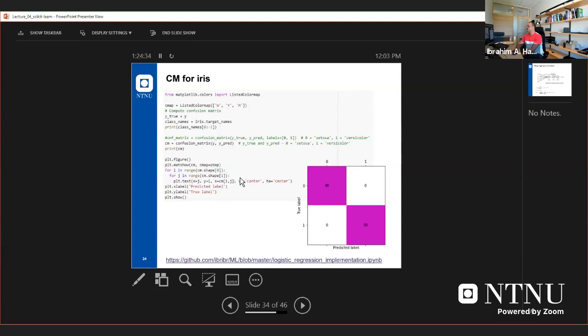And if you want to plot it, you just need to run this code here. You need to plot matrix show or match show your confusion matrix, and after that you just need to write text inside.